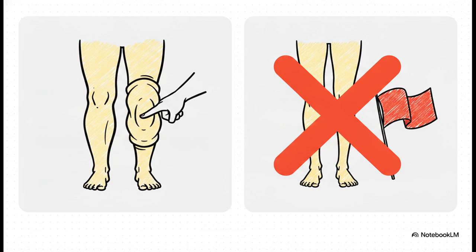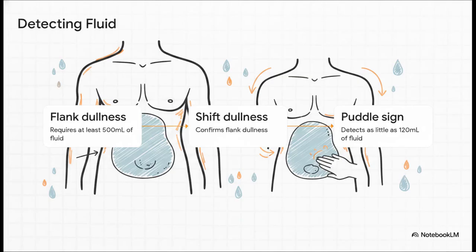It perfectly explains the logic that separates those two patients we talked about at the very beginning. And when you're actually at the bedside examining your patient, you really need to know what your hands can reliably detect. Flank dullness is your most sensitive sign, present in about 90% of cases. But you need at least 500 milliliters of fluid in there to detect it.